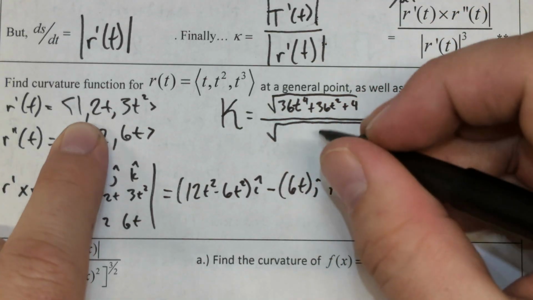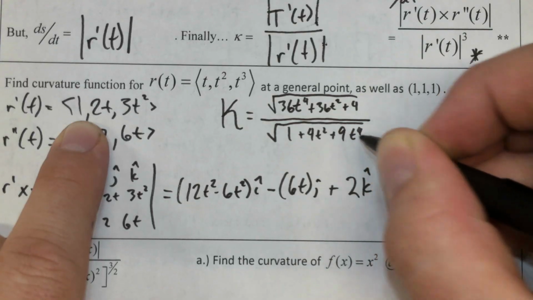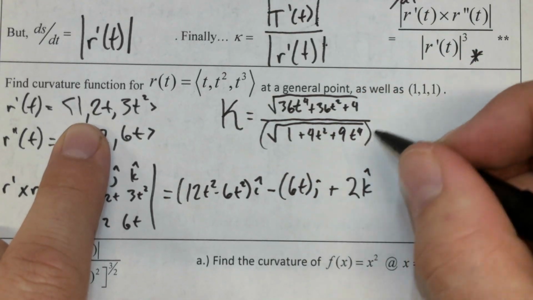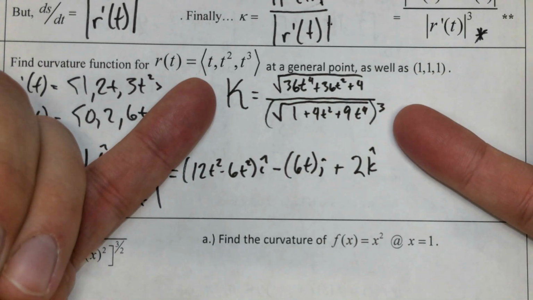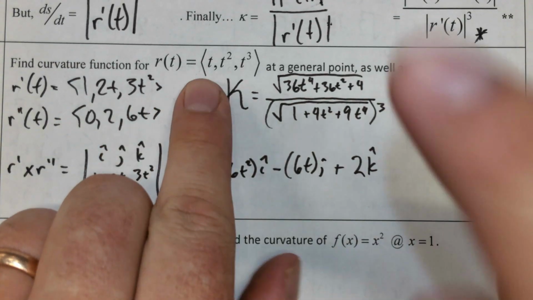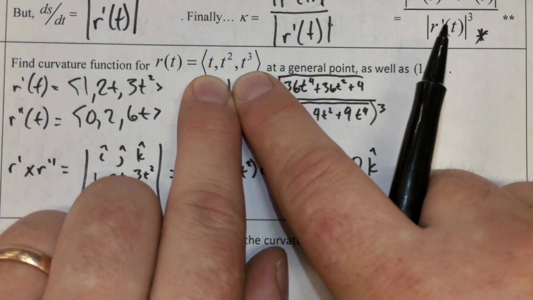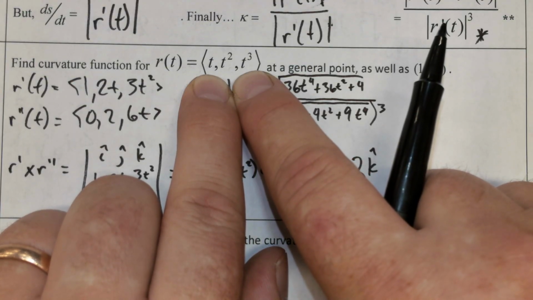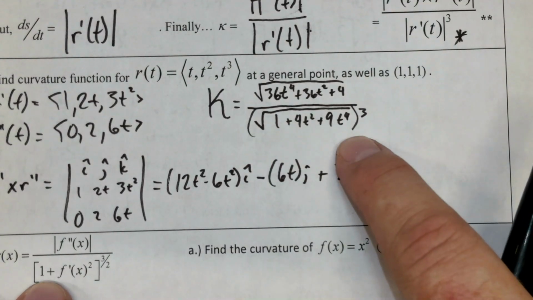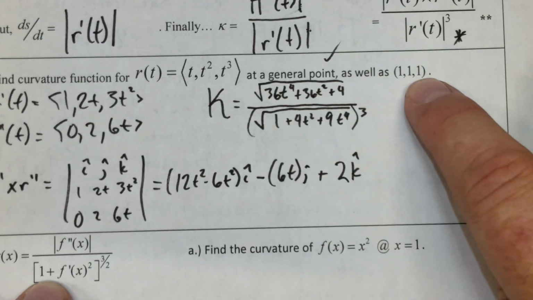So this magnitude would be 1 plus 4t squared plus 9t to the fourth, cubed. This is my general curvature at any moment along this twisted, I forgot the name of it. Oh well. Twisted beautiful curve. Twisted cubic. Well, it says do this at a general point. Done. Now do it at 1, 1, 1.